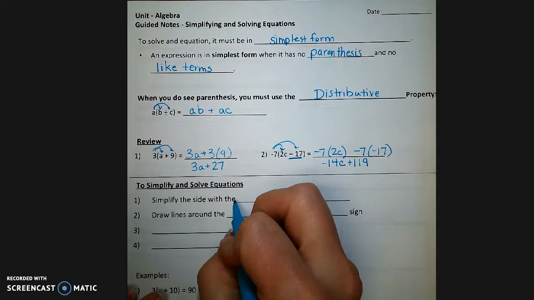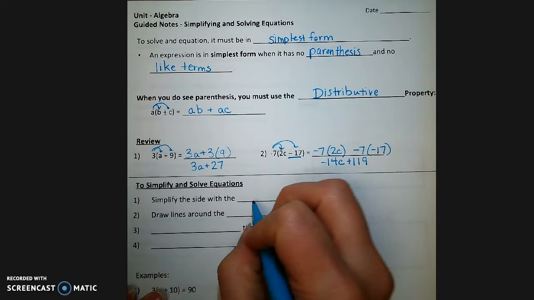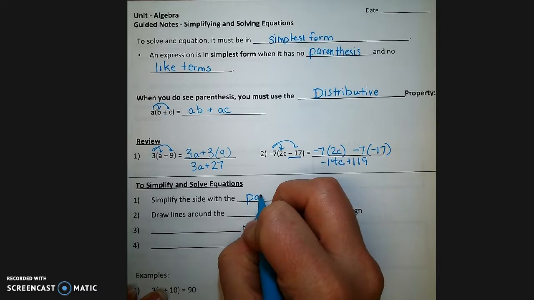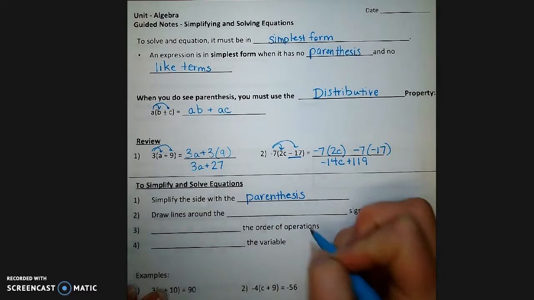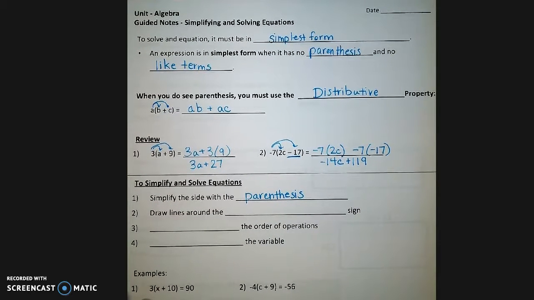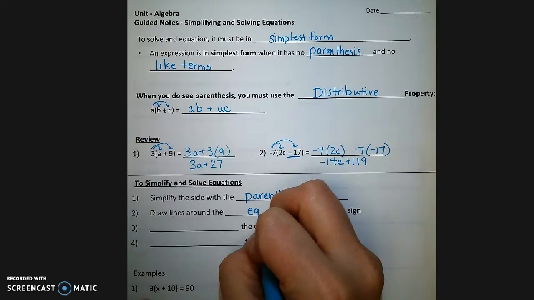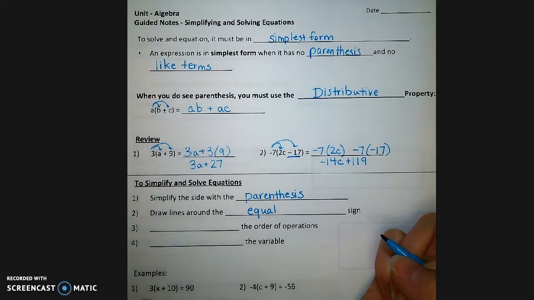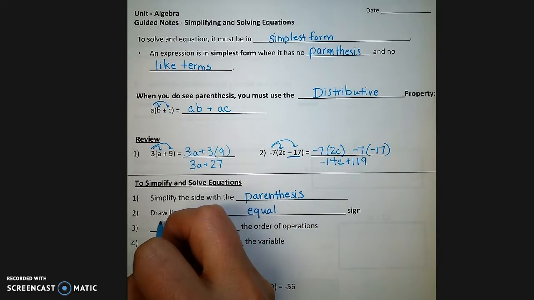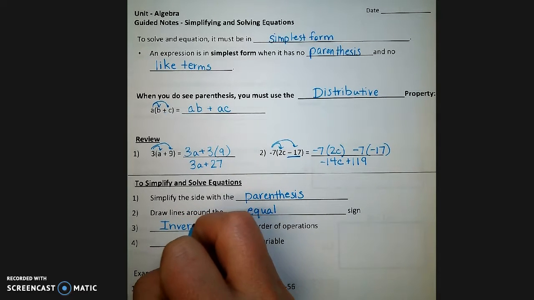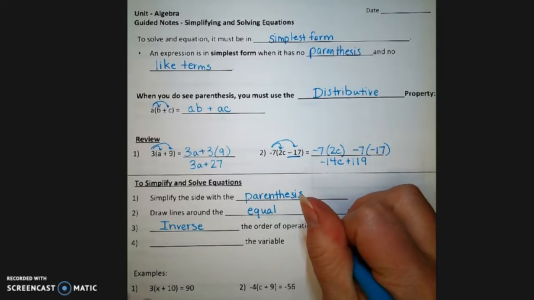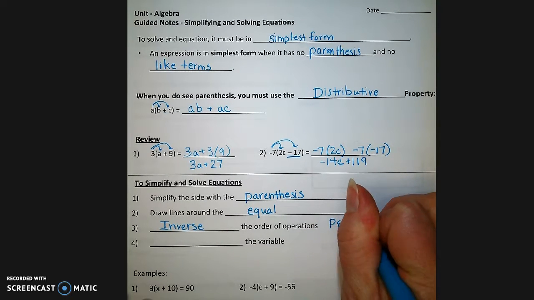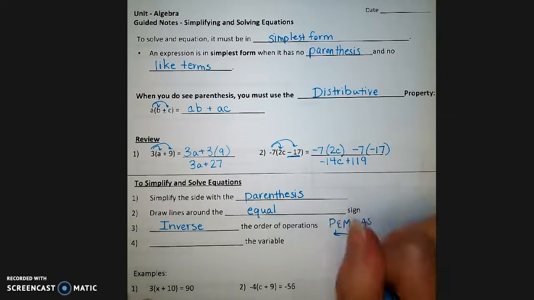So simplify the side with the parentheses, and that is typically also going to have the variable in it. So I'm going to draw lines, and I draw mine through the equal sign. I inverse the order of operations. In other words, I do the opposite of PEMDAS. I go in the opposite order. So that PEMDAS, and I go backwards through it.